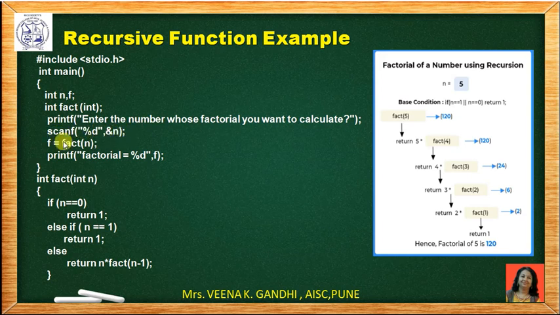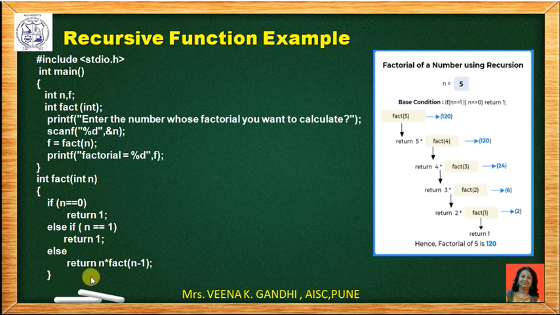And we call the function fact by passing the value of n. So control will come to the fact function here. Now in the fact function, if n equal to 0, then return 1. Else if n equal to 1, then return 1. They are the base condition, or terminating condition, or stopping condition. When n becomes 0 or 1, we have to stop.